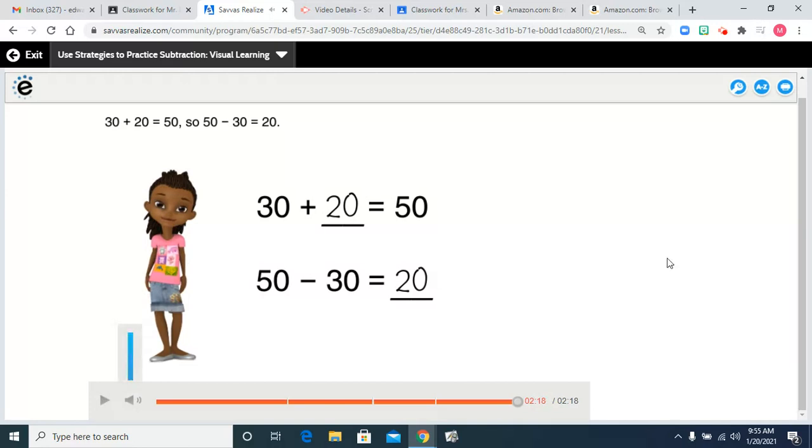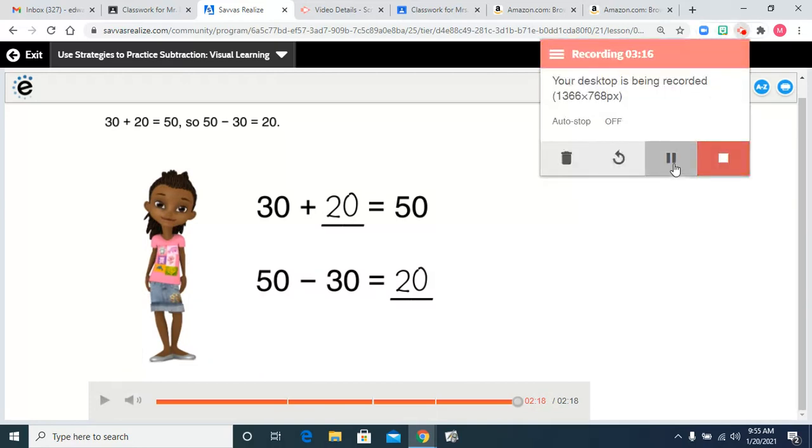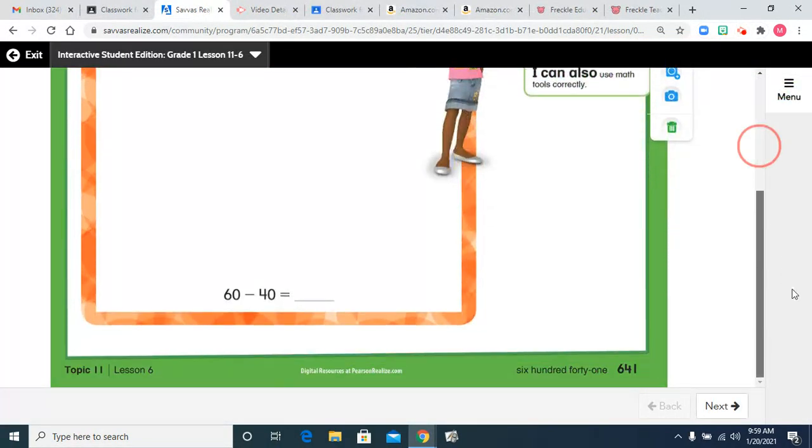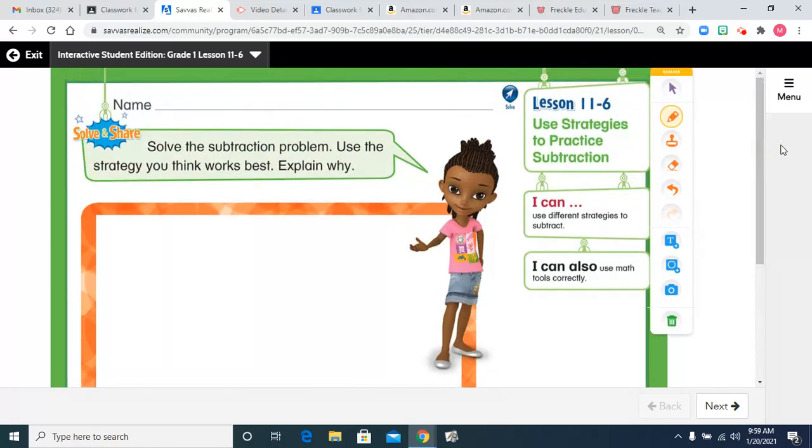Okay, so that's what we're doing today. You need to be in your math workbook, volume 2, and you need to be on page 641, with a pencil. Okay, you should be on page 641. It should look like this. Let's read the directions and find out what we have to do.